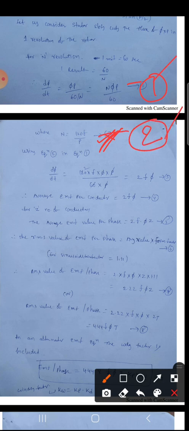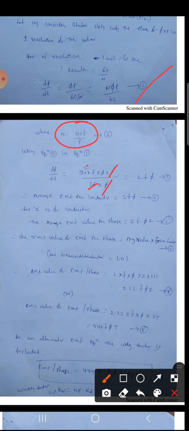From 1 and 2 we can write that d phi by dt is equal to 120 into f into phi into p by 60 into p. Here we just substituted the value of N in equation 1. So by simplifying this, p gets cancelled, 60 and 120 gives 2, and the remaining is 2 into f into phi. Let us consider this as equation 3.